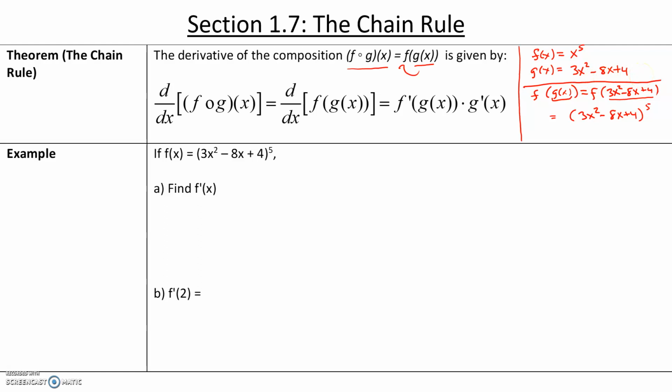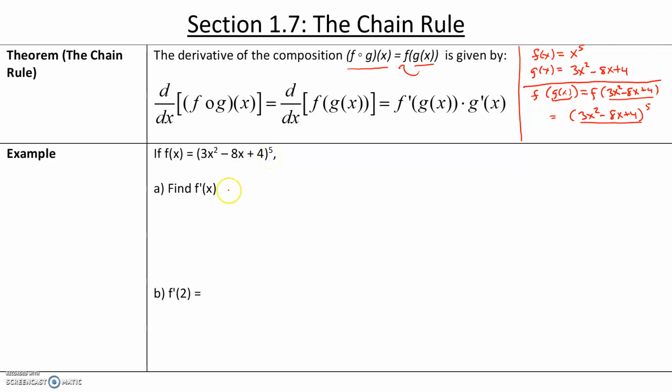The derivative of f composite g of x is equal to f prime of g of x times g prime of x. In other words, whenever you have the variable x inside of a parentheses, we have to multiply by the derivative of the expression inside the parentheses. Here's an example of that. Let's say f of x equals 3x squared minus 8x plus 4 raised to the fifth power.